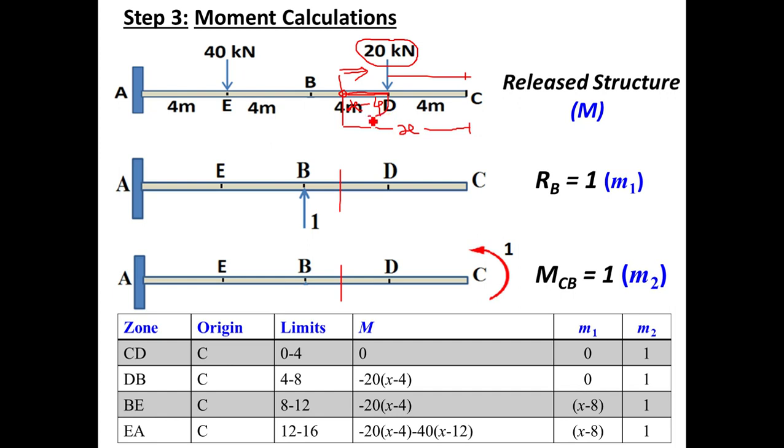It will give you a clockwise moment. Clockwise means minus. So in the released structure, second zone, that is DB, the value of moment is minus 20 into X minus 4. Similarly, in the second figure, if you observe the right part of the section, still there is no load on the right part, so the moment is again 0.